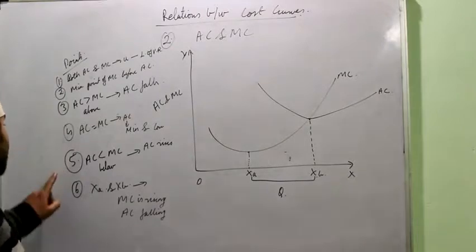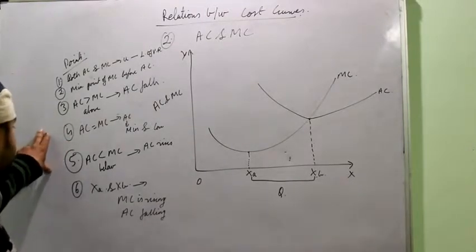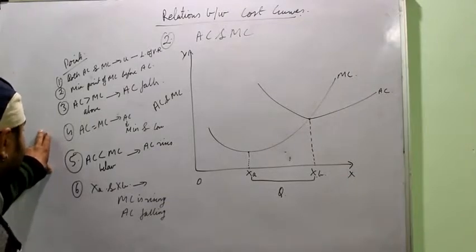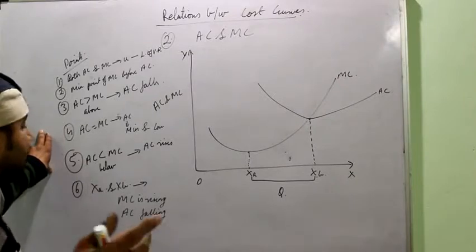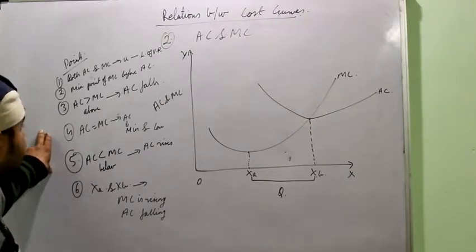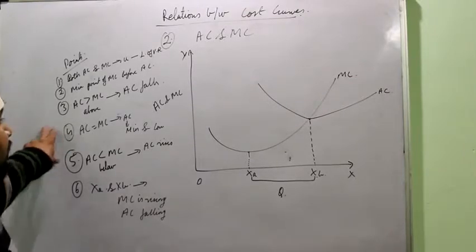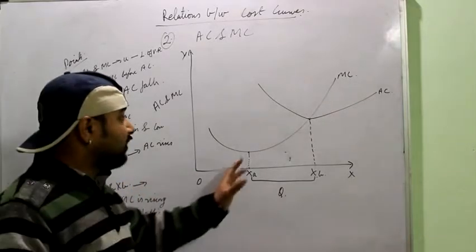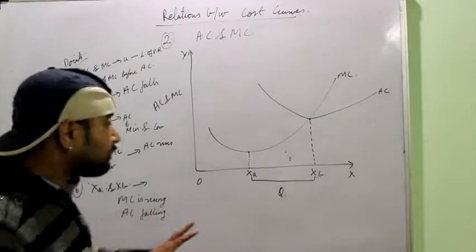All these points can be framed in the form of true and false. Like a question in true and false may be asked: can AC rise when it is below MC, or can AC fall when it is above MC, or AC is maximum when it cuts the MC. These types of questions can be framed as true and false. So if you are getting confused, please draw the diagram and then you can answer your question, right?